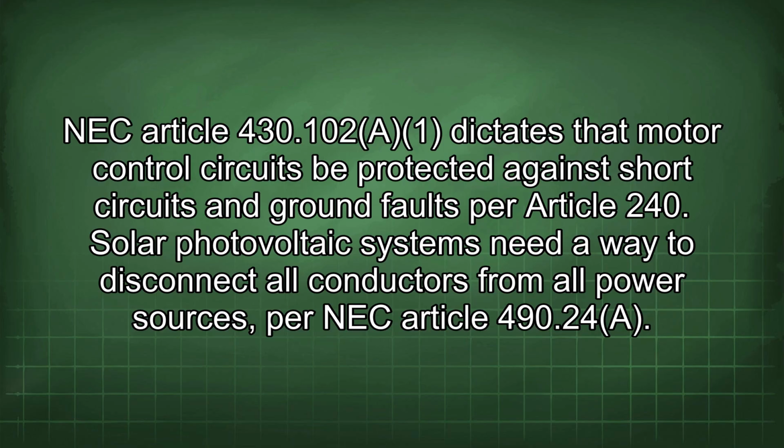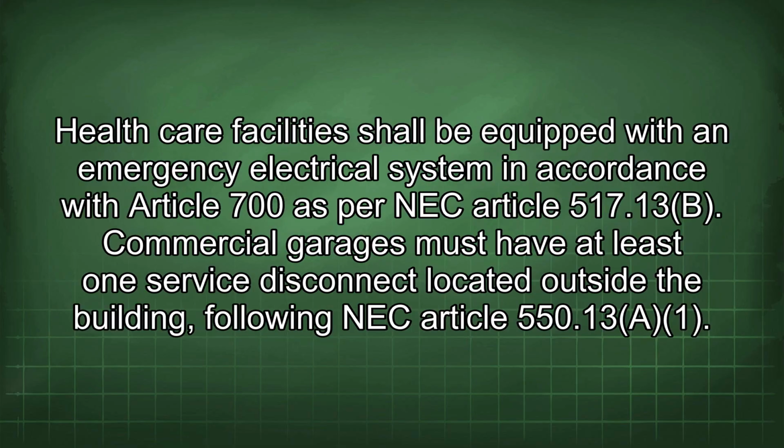NEC Article 430.102a dictates that motor control circuits be protected against short circuits and ground faults per Article 240. Solar photovoltaic systems need a way to disconnect all conductors from all power sources per NEC Article 490.24a. Healthcare facilities shall be equipped with an emergency electrical system in accordance with Article 700 as per NEC Article 517.13b. Commercial garages must have at least one service disconnect located outside the building following NEC Article 550.13a.